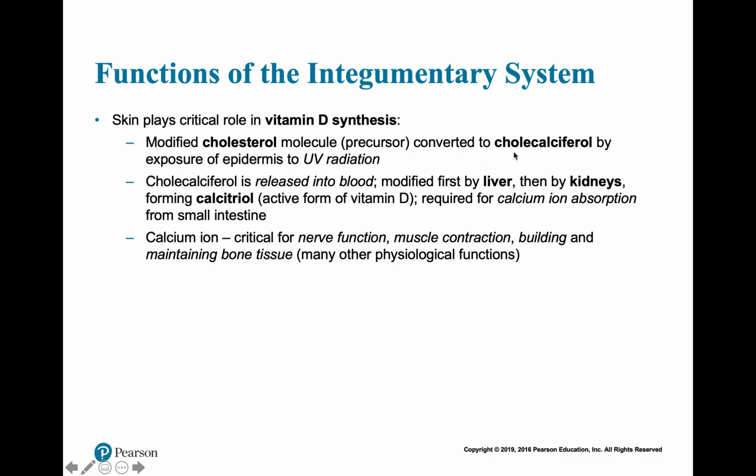I'm not going to ask you to memorize the names of the precursor molecules. I just want you to understand that epidermal cells synthesize a precursor to vitamin D. And after it gets exposed to UV radiation, then it can circulate in the blood and be further modified by the liver and the kidneys into an active form of vitamin D. Why does our body need vitamin D? Why is it important that our skin cells produce this precursor molecule and that it gets exposed to UV radiation?